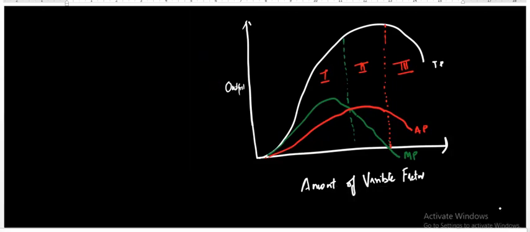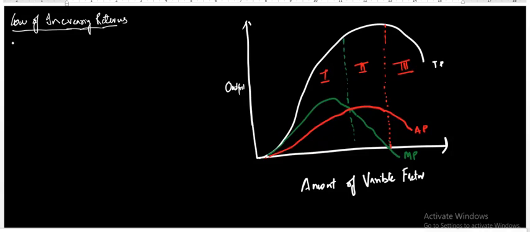Now, let me talk about the first stage of this law, that is the law of increasing returns. Among this law of variable proportions, I have three stages. The first stage is the law of increasing returns. What happens in this stage? The total product is rising, and it's rising at an increasing rate.